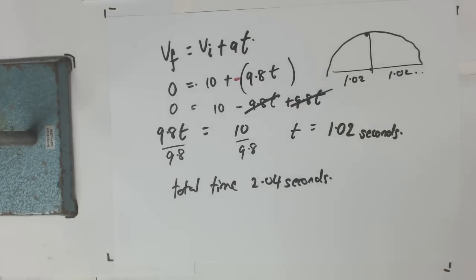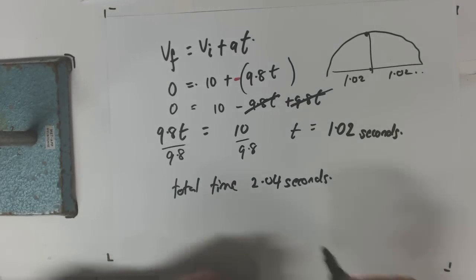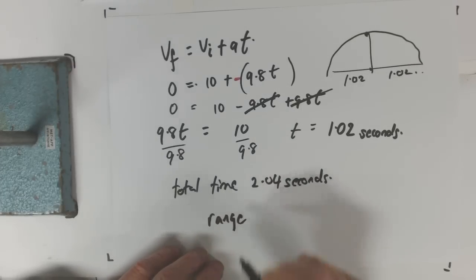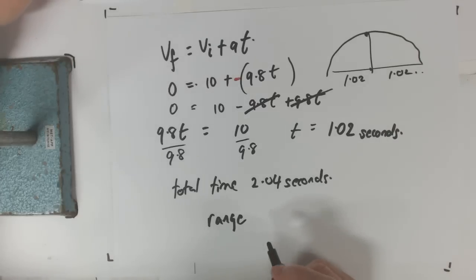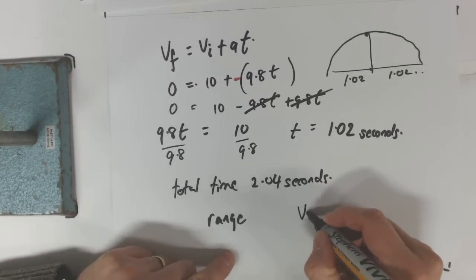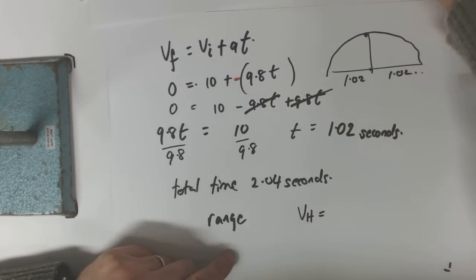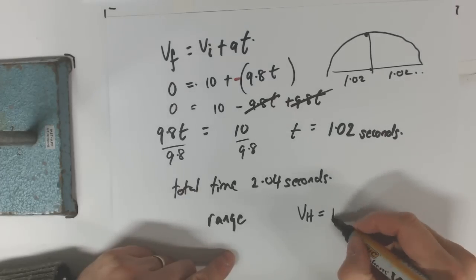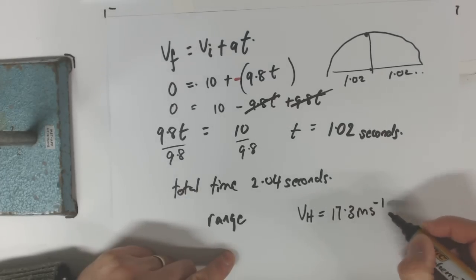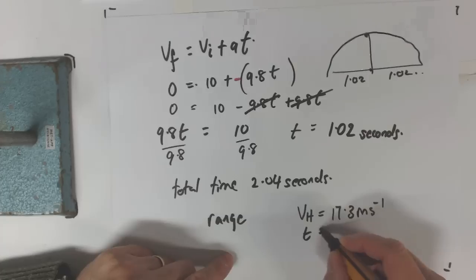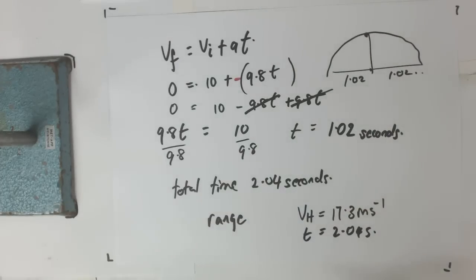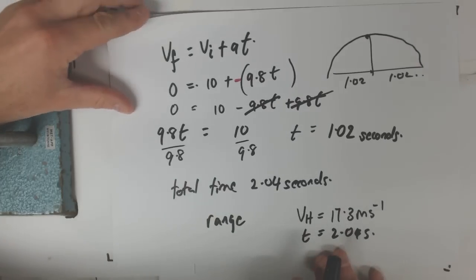We can work out the range. Now the range is going to be easy because we've got a constant velocity. The constant velocity, or VH, remember from our calculation, was equal to 17.3 meters per second. Now if we've got a velocity of 17.3 meters per second, which is not changing, and it goes at that speed for 2.04 seconds, it becomes a real easy thing to calculate the distance it travels.